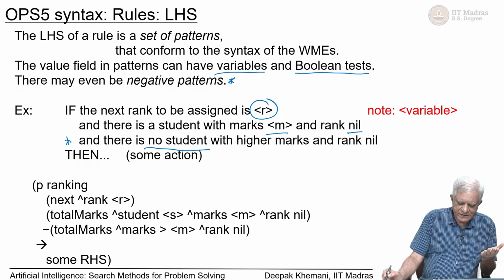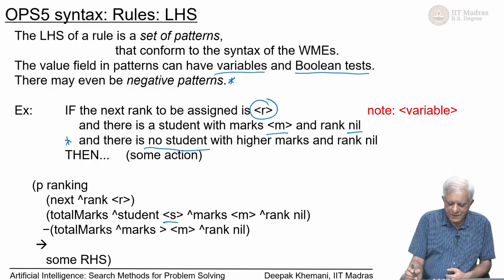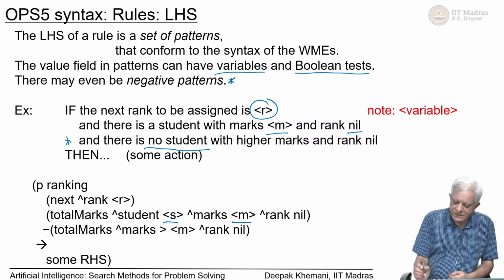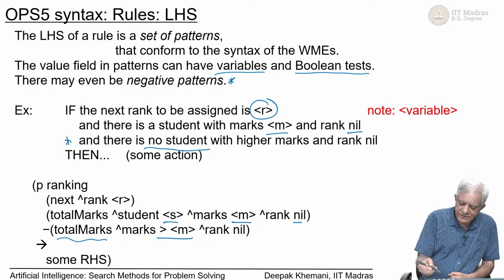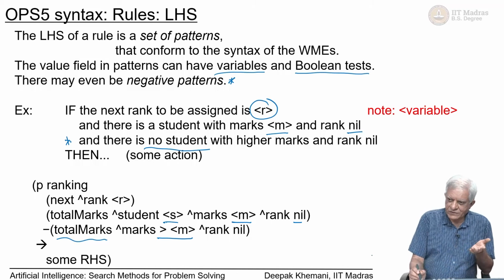Let us say we call this rule as ranking, that is the name of the rule. Remember that the syntax of a rule says P followed by rule name followed by a set of patterns. There are 3 patterns in this, and we have said that next rank to be assigned is something which is a variable called R, and total marks, there is a record of total marks for some student S, we do not know the name, who has got some marks M, again we do not know what is the marks, but who has not been assigned the rank. So, the rank is nil, and there is no record of the kind total marks where the marks are more than this variable M and the rank is also nil essentially.